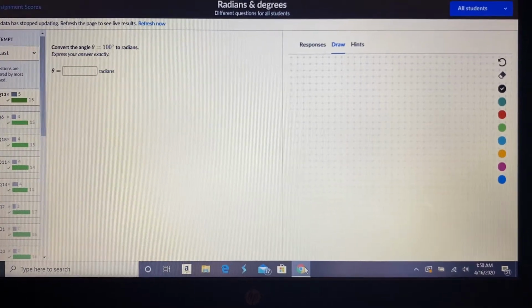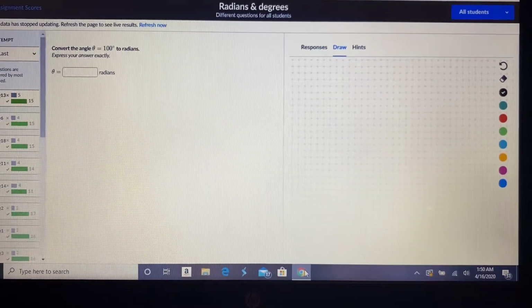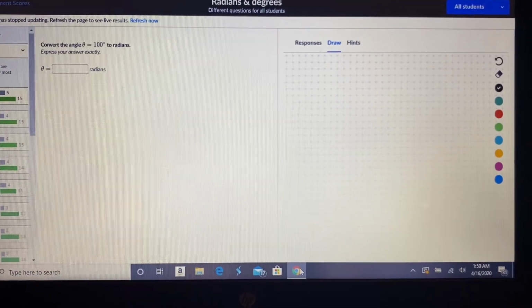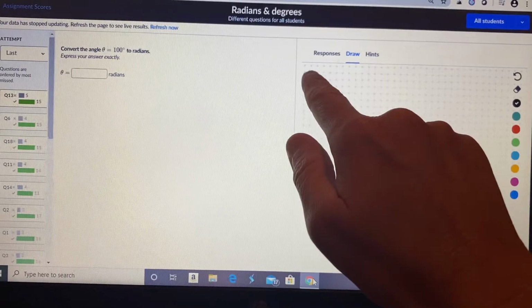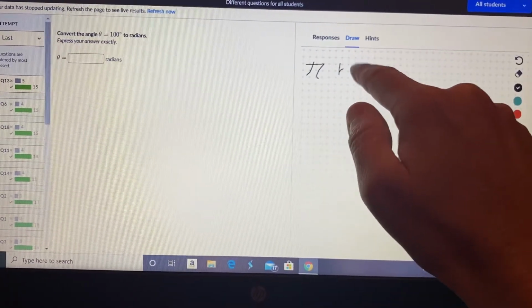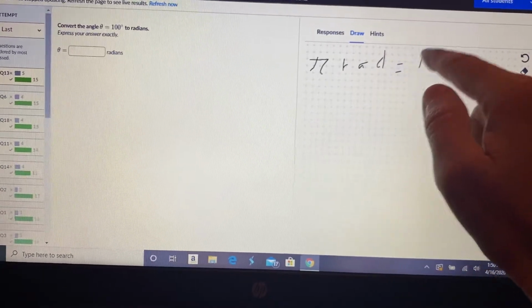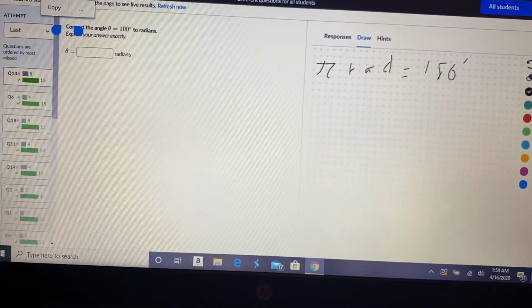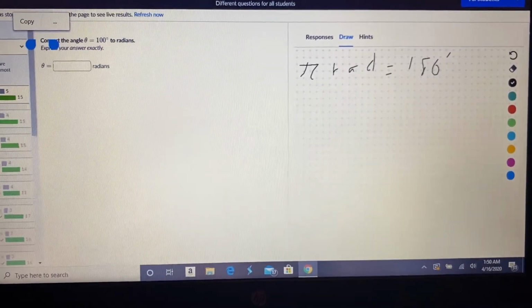A quick review of radians and degrees. More of you miss going to radians than going to degrees, but I'll do a couple each way, the most missed ones. One rule you have to know is that pi radians is equal to 180 degrees, or 2 pi radians is equal to 360.